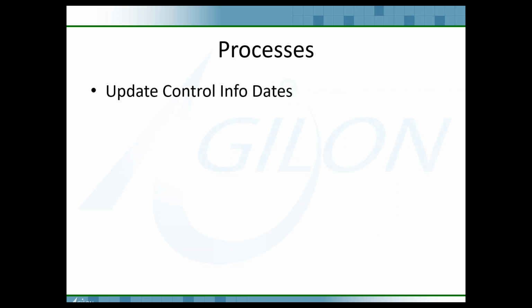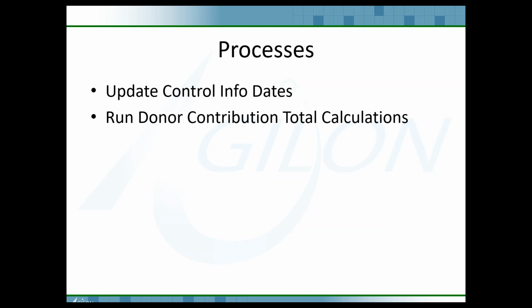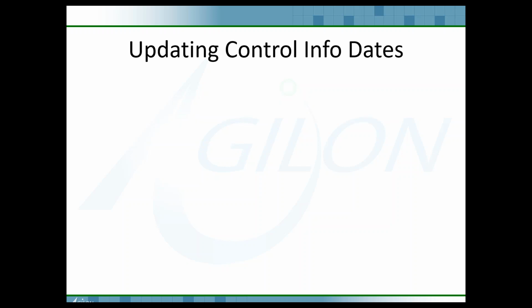So the first thing we're going to talk about is updating your control info dates. We're going to talk about running the donor contribution total calculation process. That's on your giving summary page. We've got an old way with running the COBOL program, and then we have a new way with some scripts. I'll show you that and at what version you can go to those scripts. We're also going to talk about updating the annual gift club process.